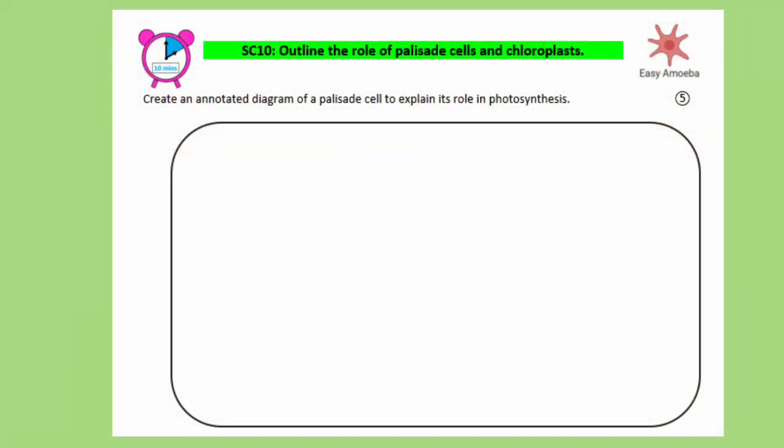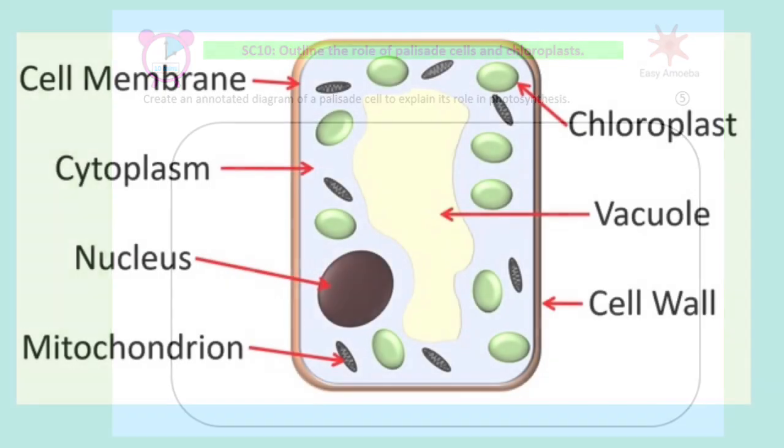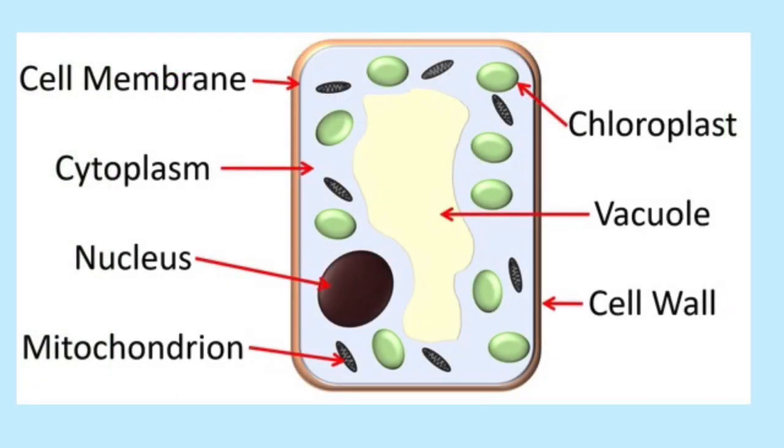Okay, on to SC10, outline the role of palisade cells and chloroplasts. In the box provided, your job is to draw a diagram with labels of a palisade cell. You can see the diagram here. You also need to leave space for a short explanation of the role of chloroplasts. Please pause on this picture now and draw it neatly using a pencil.